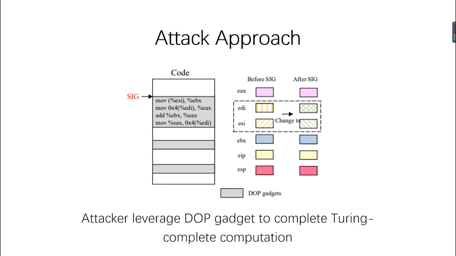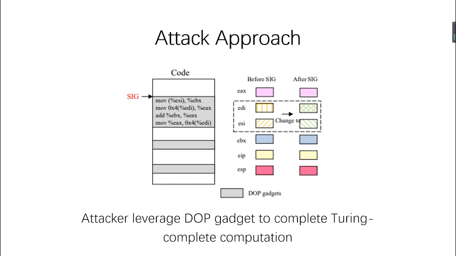DOP gadgets were first proposed by the DOP attack. The DOP attack uses a call snippet to connect DOP gadgets, which is called a dispatcher gadget. However, dispatcher gadgets are very rare and sometimes do not exist in a victim program. Even if one exists, it constrains the DOP gadgets that the attacker can use. In our attack, we use signals to connect DOP gadgets, so we eliminate the need for dispatcher gadgets.